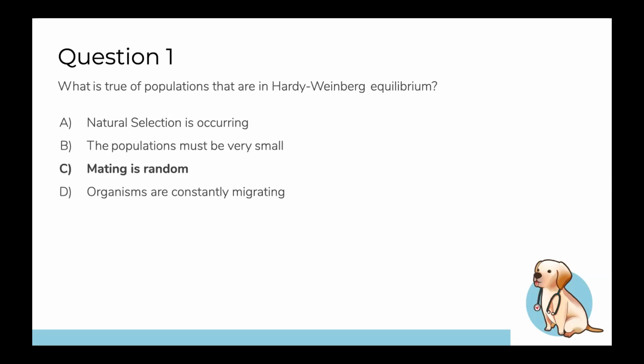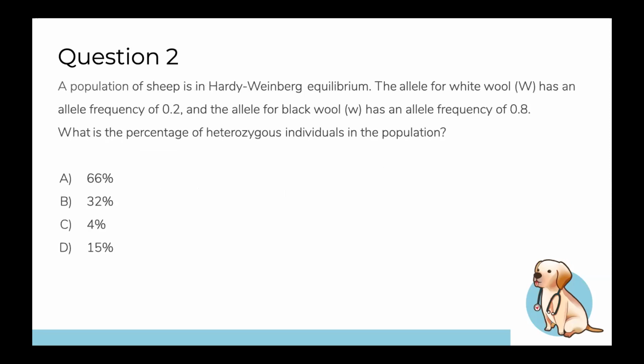Yep, C, awesome. This is pretty self-explanatory, but I'll quickly go through it. The population must be small? No, your population has to be large. The organisms are constantly migrating? No, that's not true. That's going to affect it. And as for A, it's kind of true, but it's not too relevant to your Hardy-Weinberg equilibrium. So yeah, C is correct.